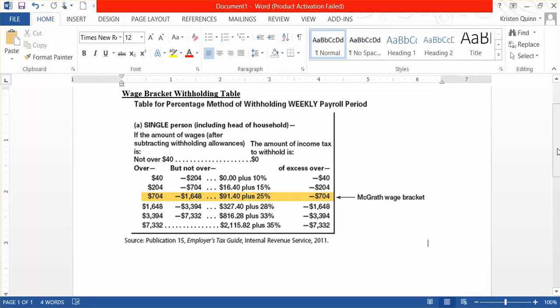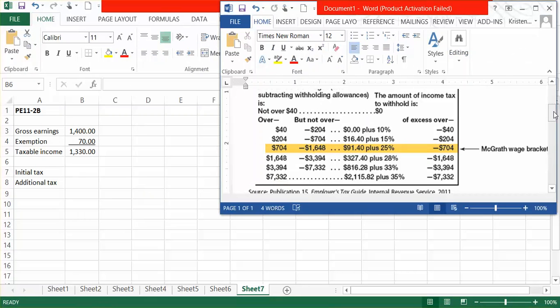For our employee, his taxable income for federal income taxes purpose only is $1,330. Therefore, he falls on this yellow line. His taxable income is greater than $704, but does not exceed $1,648. Because he falls into this tax bracket, we have to take away $91.40 plus an additional 25% on any amount of his taxable income that exceeds $704.